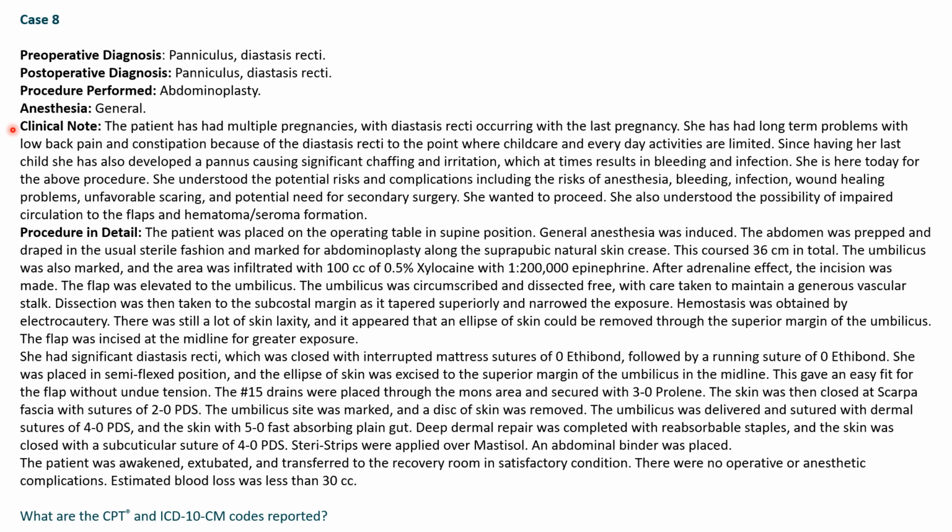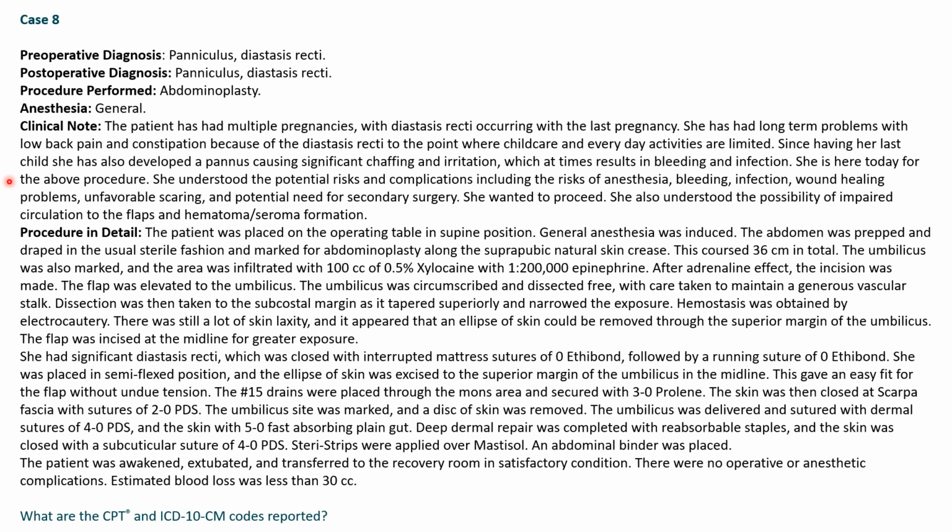She has had long-term problems with low back pain and constipation because of the diastasis recti, to the point where child care and everyday activities are limited. Since having her last child, she has also developed a pannus, causing significant chafing and irritation, which at times results in bleeding and infection. She is here today for the above procedure.